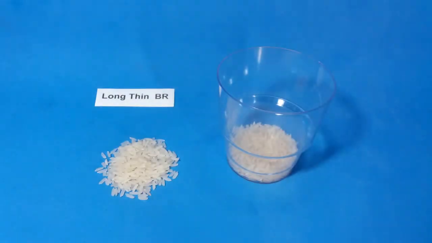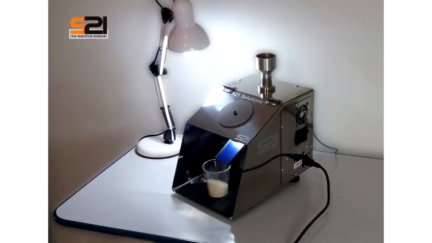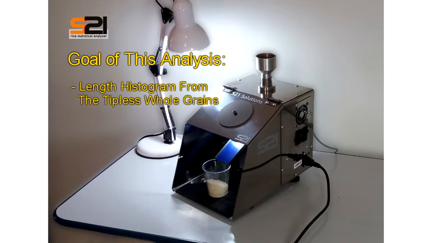In this video, we're analyzing a 25-gram sample of the long, thin rice. The goal of this analysis is to create a length histogram in strips of 0.25 mm from the Tipless whole grains. This kind of analysis is very much used at research centers for the development of new varieties.